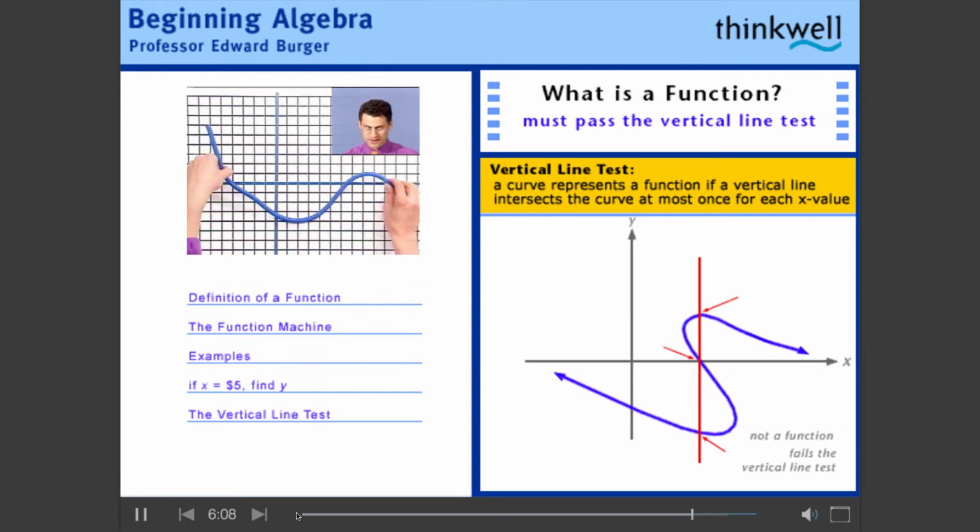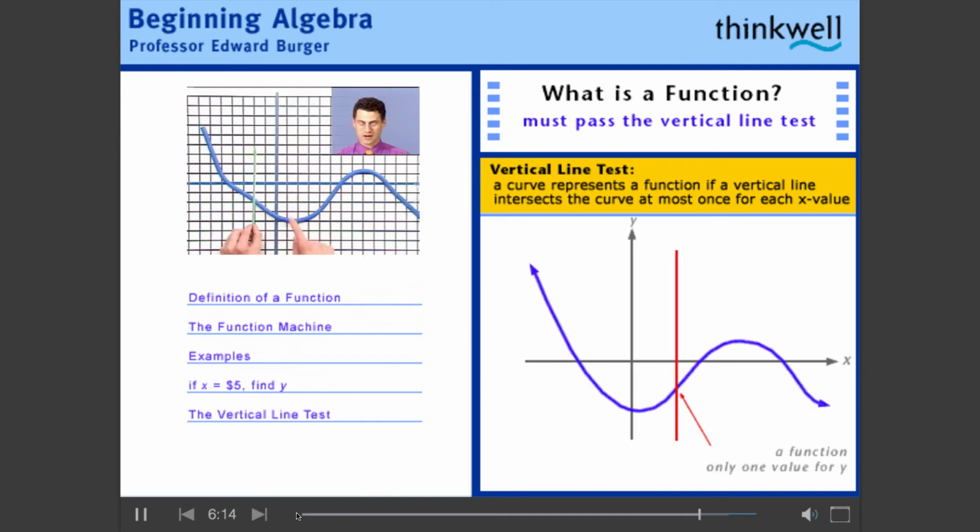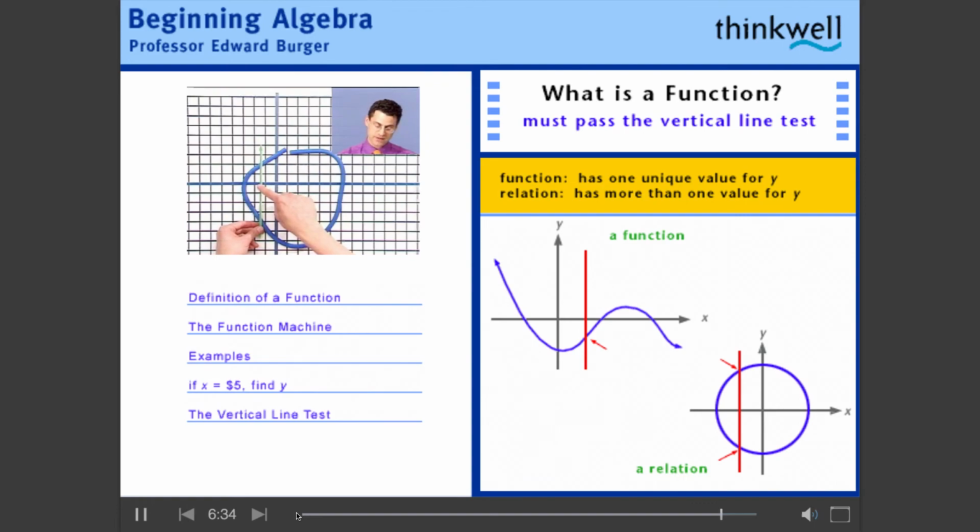A function is something where no matter what x value you give me, if it's allowable, there'll only be one answer, one output. So this is called the vertical line test. You lay a vertical line down, and if the vertical line touches at most one point, then you know this is a function. If there are places where the vertical line touches at more than one point, then you know it's not a function. It's just called a relation, because if you give me any x value, there are more than one y value possibilities.